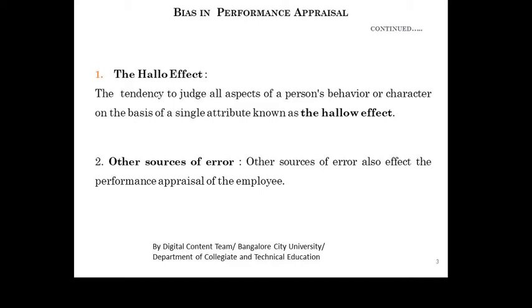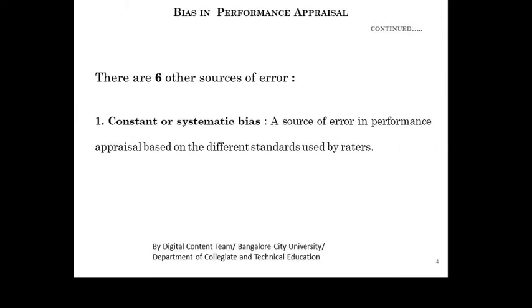When coming to the second bias, that is called other sources of error or other sources of bias. So other sources also affect the performance appraisal of the employee. So what are the other sources? There are six other sources of error. First one, we can call it constant or systematic bias. Constant or systematic bias is a source of error in performance appraisal based on the different standards used by the raters.